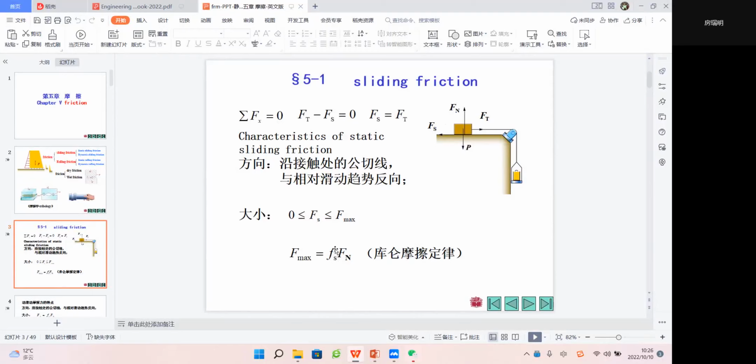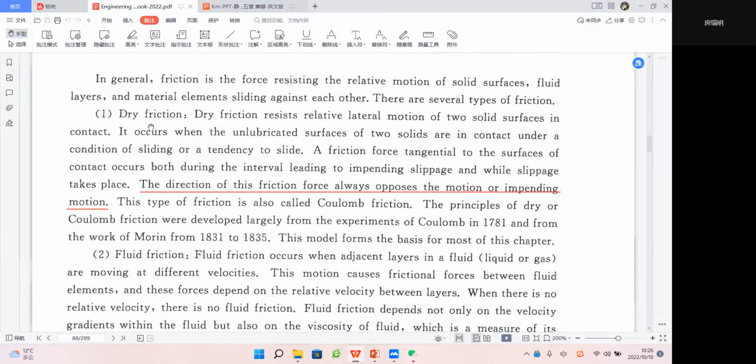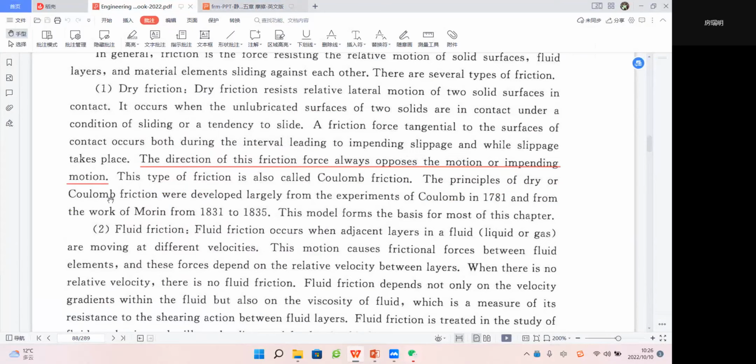It will give according to the material of this box and this ground. So this is Coulomb law of friction. So back to the sentence, I only need you guys to have some basic concept of this. That is what dry friction is about, right? This type of friction is also called Coulomb friction.